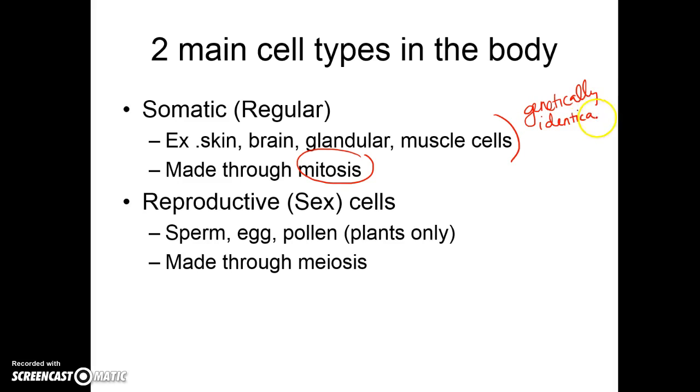Now, that doesn't mean they do the same thing or have the same function. It's just that they're going to be using different parts of the DNA. But everyone's got all the DNA. Everybody's just using different recipes off of it.